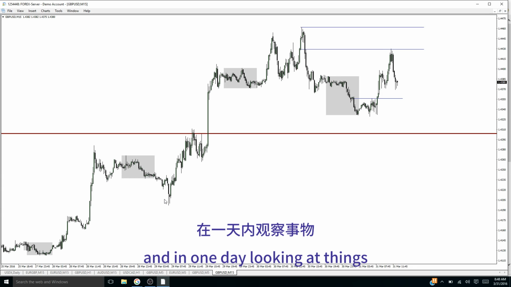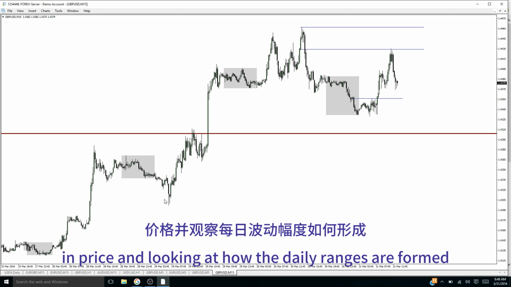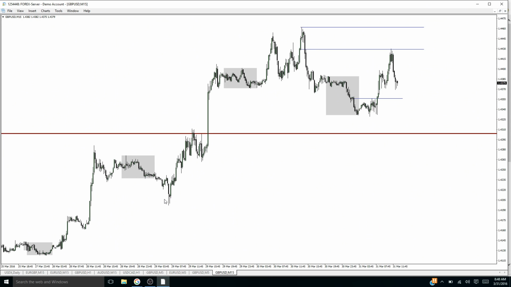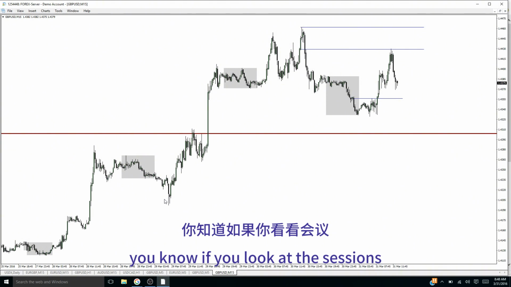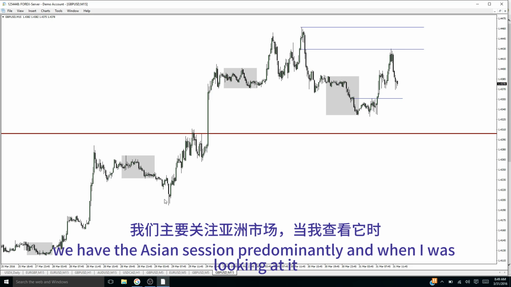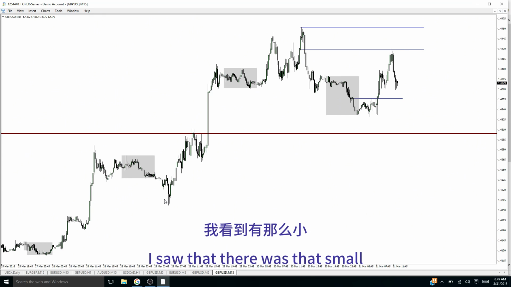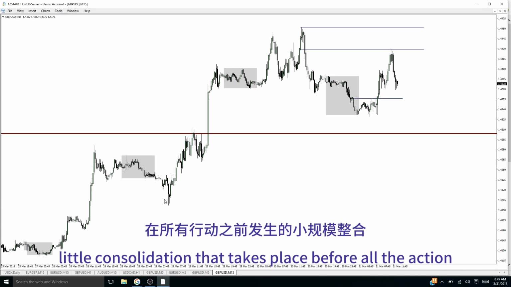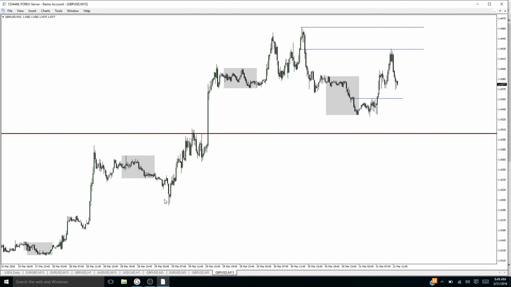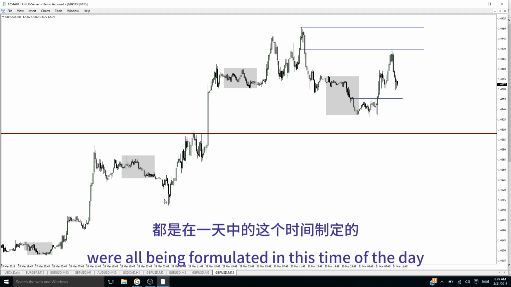And then one day, looking at things in price and how the daily ranges are formed, it wasn't until I was actively trading the spot market that I saw that because it's a 24-hour market, we have the London session, the New York session, and the Asian session predominantly. I saw that there was a small little consolidation that takes place before all the action. And it hit me that all of these things I was learning from the institutional side were all being formulated in this time of the day.